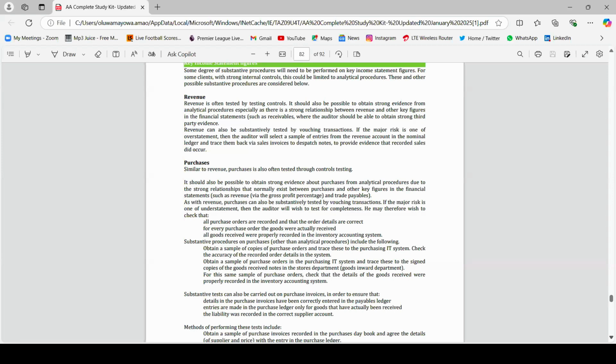The same thing around purchases. The auditor wants to say, how do you make your purchases? At the purchases record, where is your purchase book?